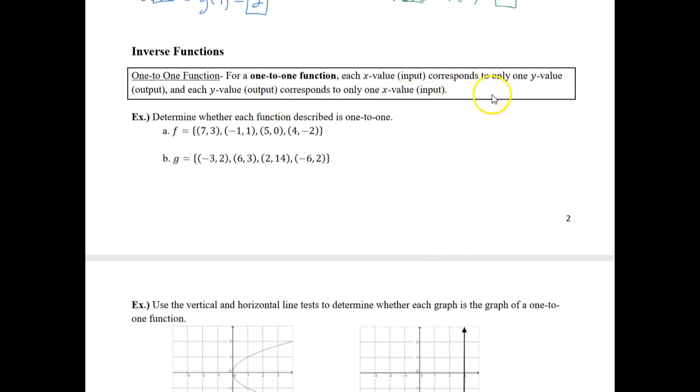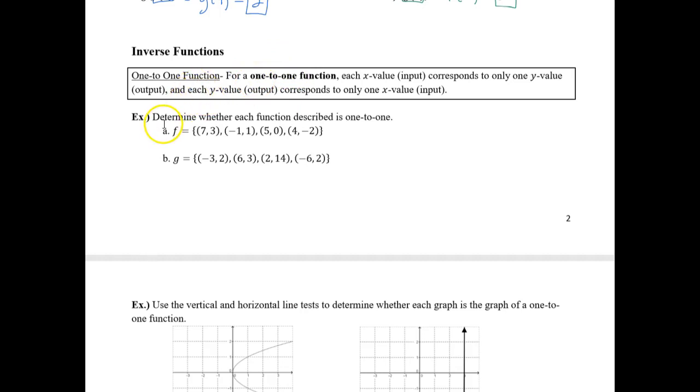So if I wrote (2, 1) and (2, 1), that's the same point. Those are not distinct. But if I had (2, 1) and (3, 1), I have a repeat in the y's, then this would not be considered a one-to-one function. So one-to-one: one input for one output for one input.